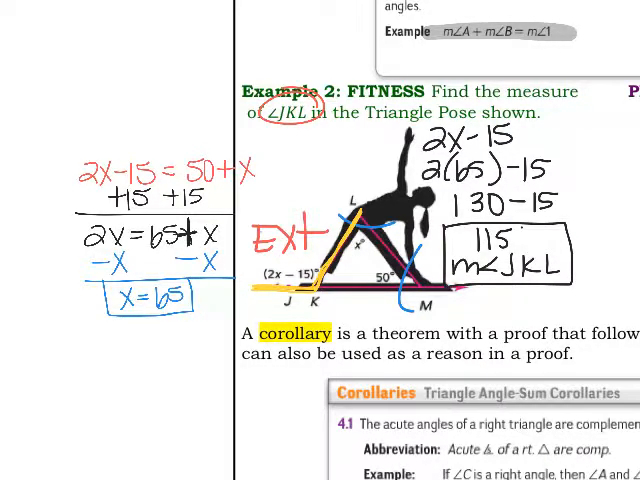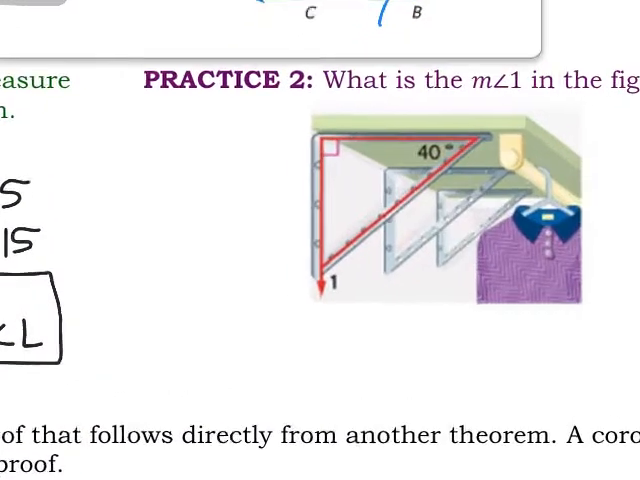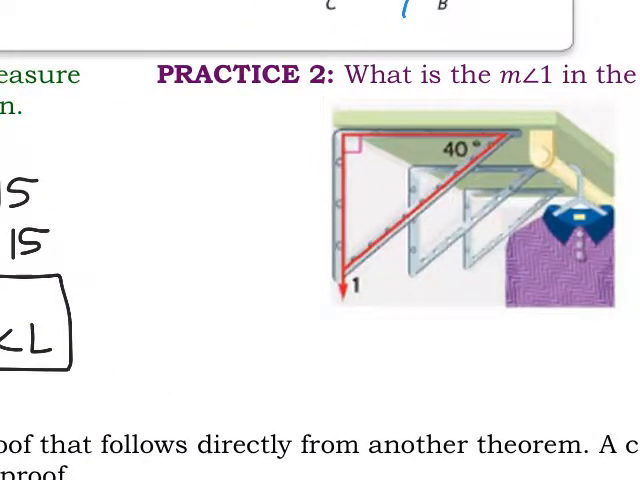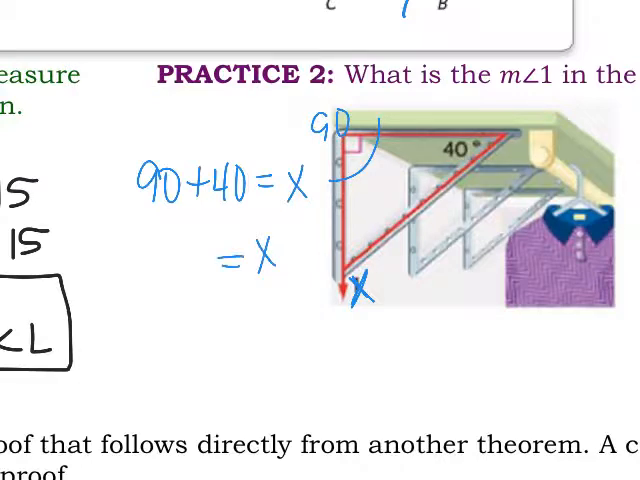Now yours doesn't have that second step. On yours, I'm just checking to see if you can set it up. So how did you set it up? I went to 90 as a box, and then I did 90 plus 40 equals, and we can call this x. And what did you get? 130. And that's it. That's all you had to do.